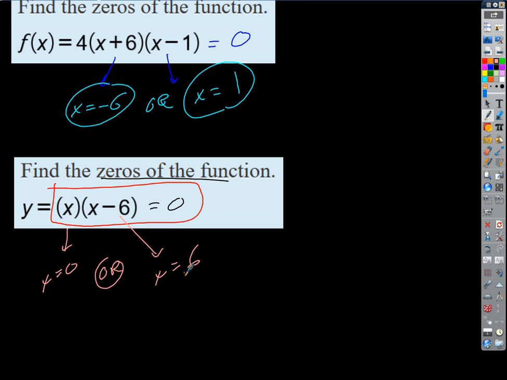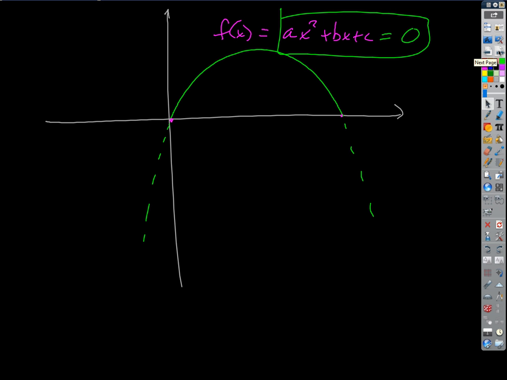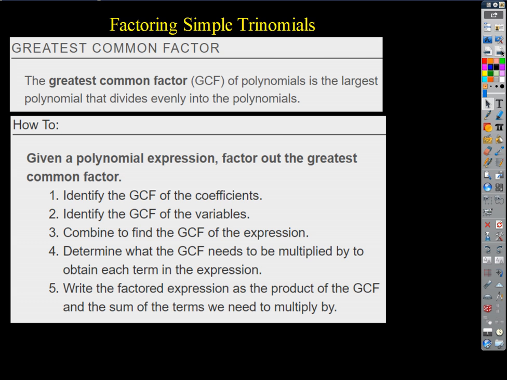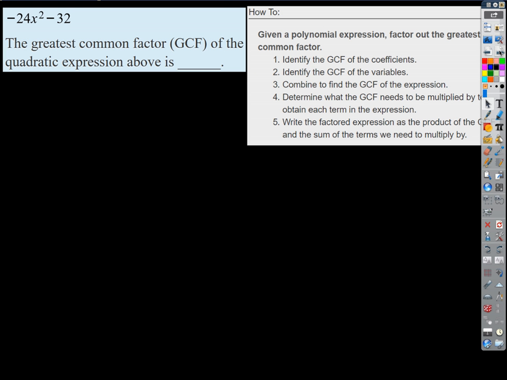Okay? So then all we have to be able to do, if we want to use this simple zero product property, is factor stuff, right? So let's try a couple of these. So what about this one?